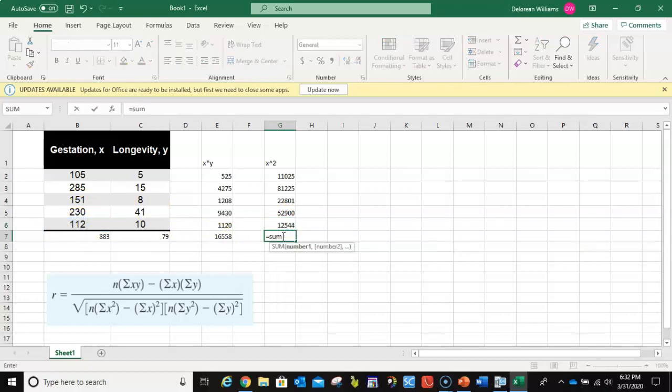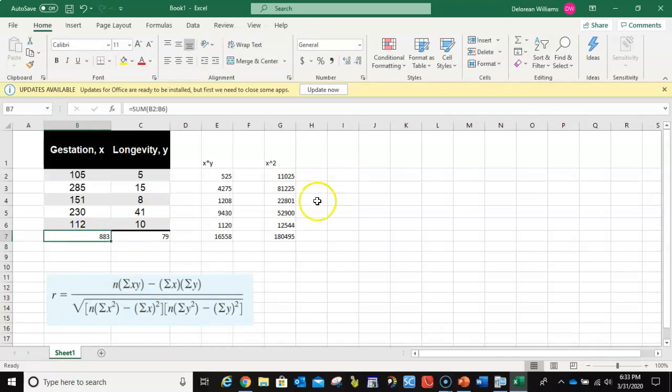And I need the sum of all those numbers. So equals sum. And so this number represents the value that goes here. Now this one is different. It's the sum of x, these numbers, that value squared. So we'll use that value later.